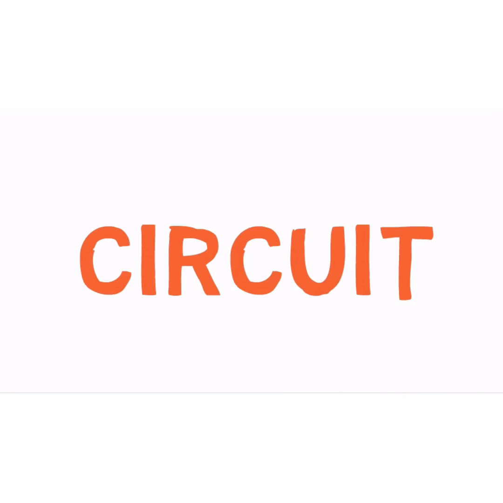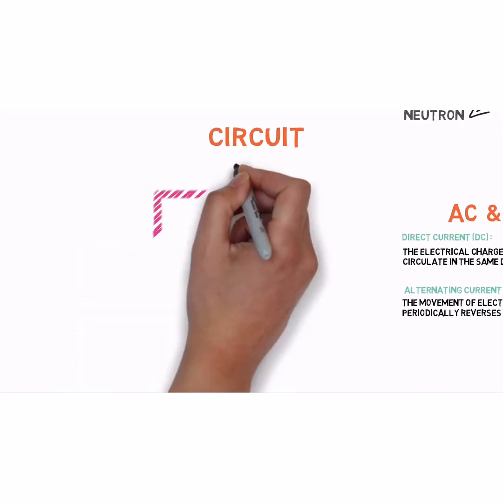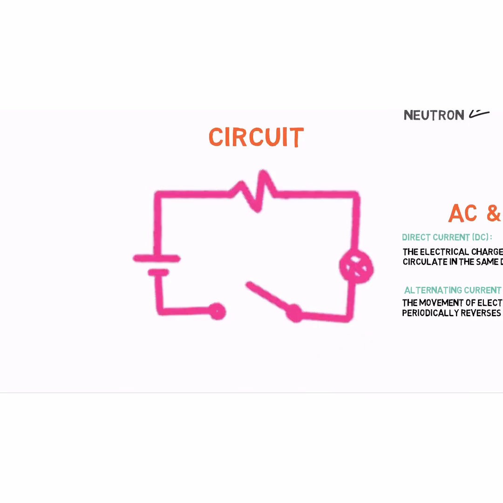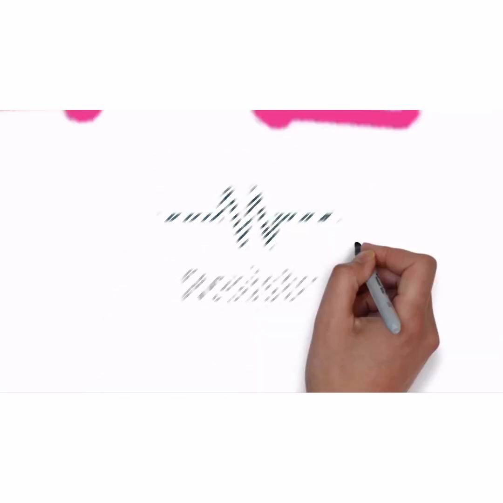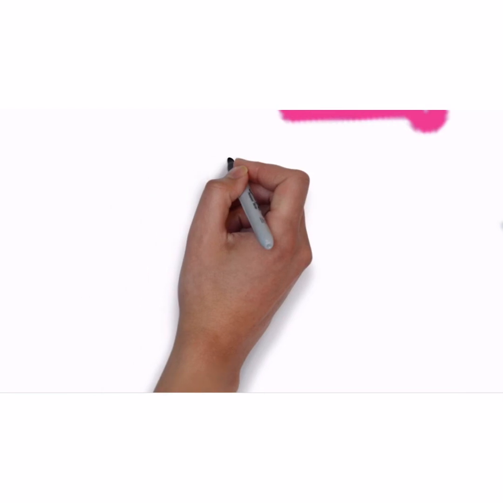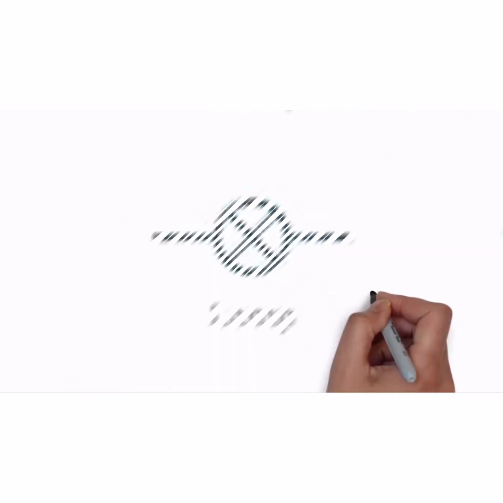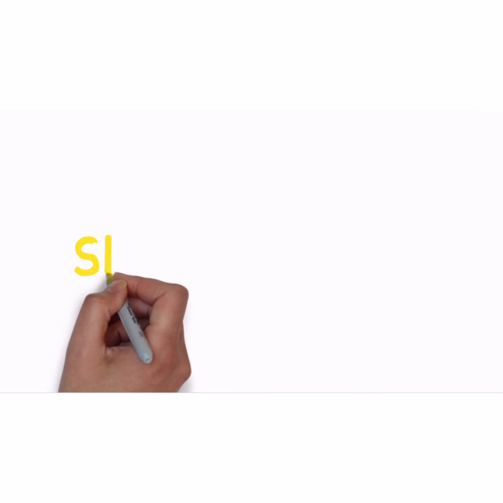Circuits. Here we can see an example of a very simple circuit. Now let's see what each sign represents. This sign represents the resistor. This one, the battery. This one, the switch, and the circle with an X in the middle represents the lamp.